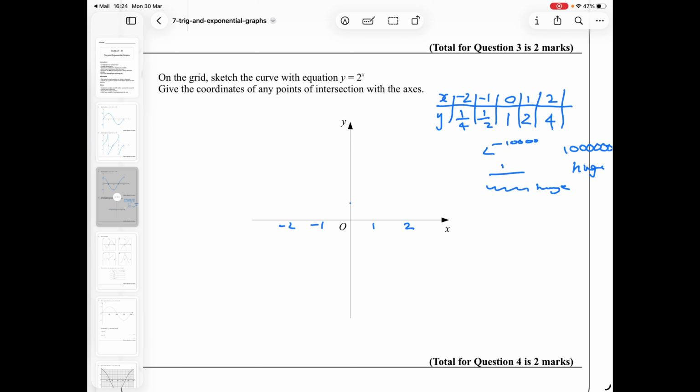So let's just plot -2, -1, 1, and 2. And we know that when x is 0, y is 1. And we know this never touches the axis. And we know it goes up and up and up, and on the other side it gets tiny and tiny and tiny, but it never reaches 0. And that's how you do that.